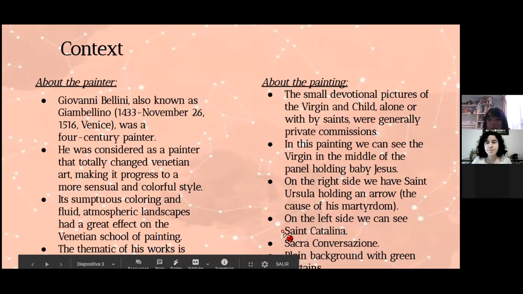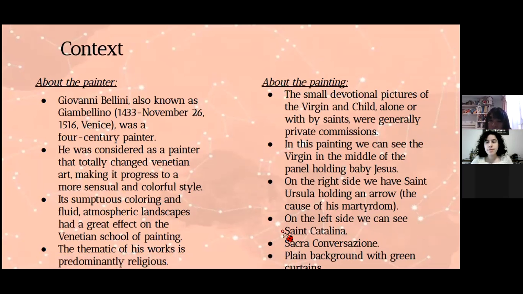About the painting, we found that devotional pictures with Virgin and Child are generally private commissions. In the painting, we can see in the center the Virgin Mary holding baby Jesus. On the right side, Saint Ursula with an arrow, which is the cause of her martyrdom. And on the left side, Saint Catherine.